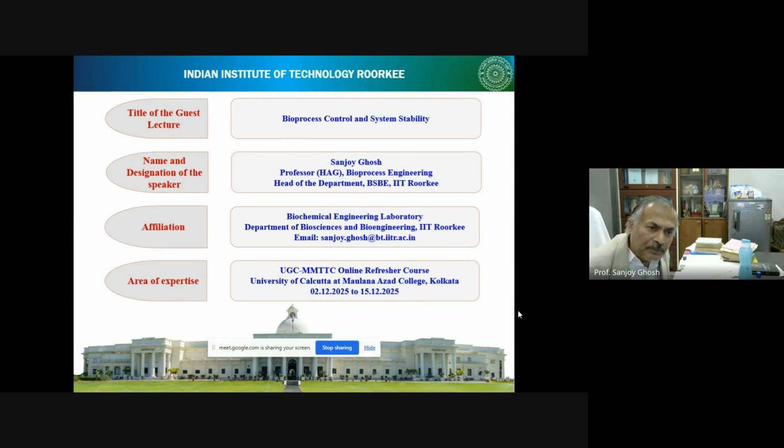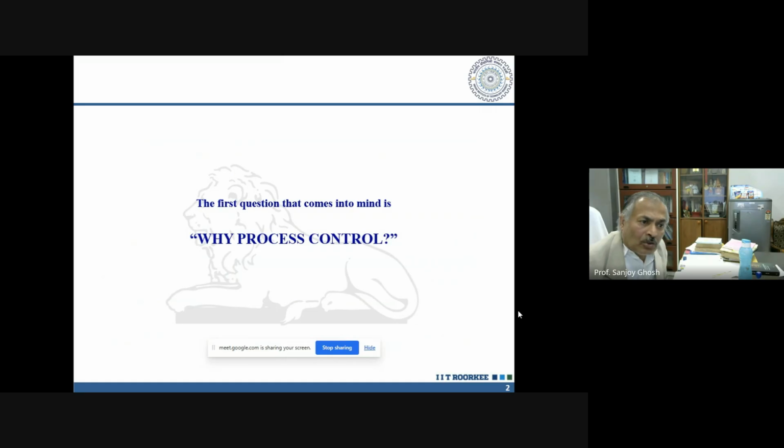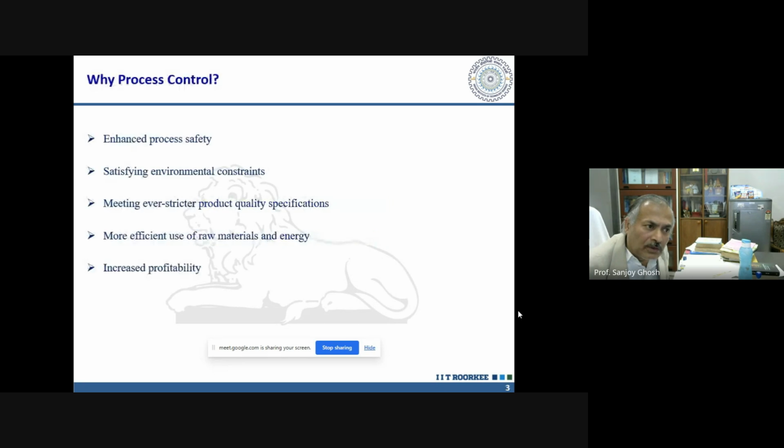So the first question that comes to mind is why process control? Now the answer is enhanced process safety. Whenever we go for any industry work, the first thing is worker safety. The people who are working on the floor, their safety is the first thing, and if the control parameters are under control, then only you can provide the safety, otherwise you cannot.